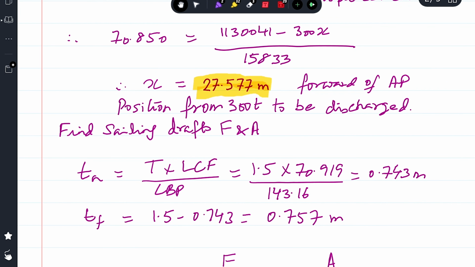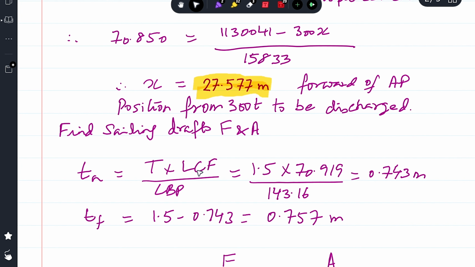I get the value of x as 27.577 meter. This is the LCG of the cargo. Means cargo should be discharged 27.577 meters forward of the aft perpendicular. This is the location from where 300 tons should be discharged. In other words, this is the LCG of the cargo. That is the first question they asked, from where the cargo should be discharged. This is 27.577. And what will be the final sailing drafts?